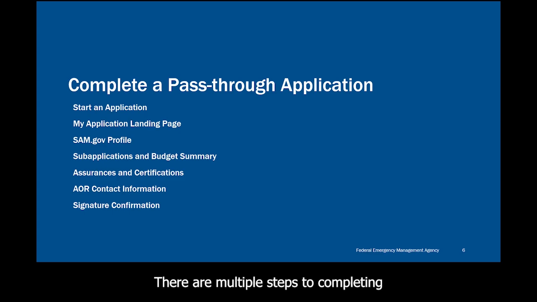There are multiple steps to completing a pass-through application. We will walk through the following steps: Start an application, My Application landing page, SAM.gov profile, Sub-applications and budget summary, Assurances and certifications, AOR contact information, and signature confirmation.